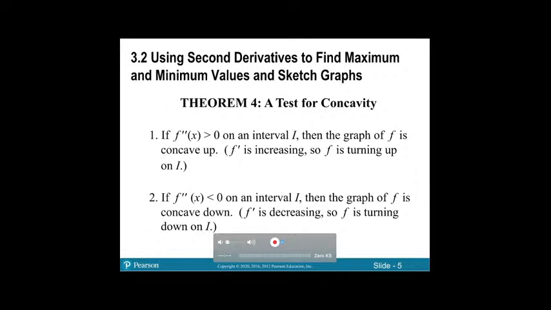So if the second derivative is positive, the function is concave up, so the cup opens upward. If the second derivative is negative, then it's concave down. It opens downward.